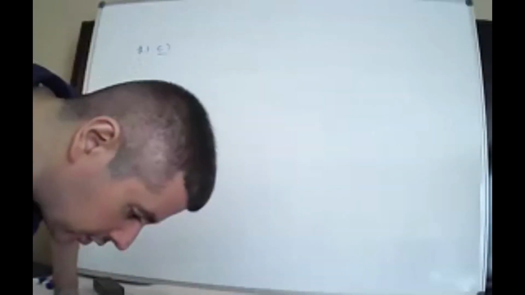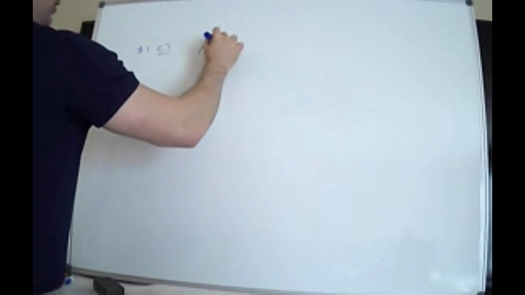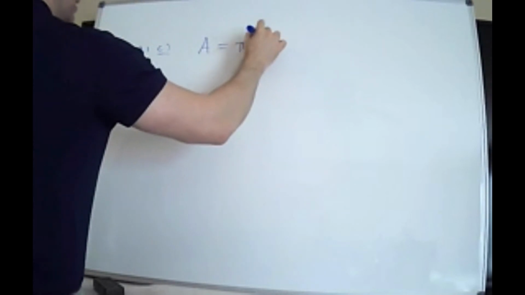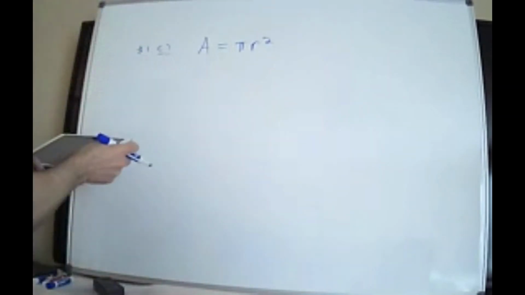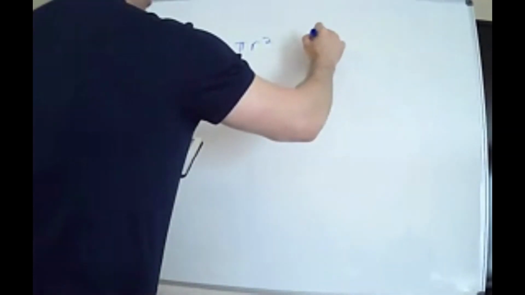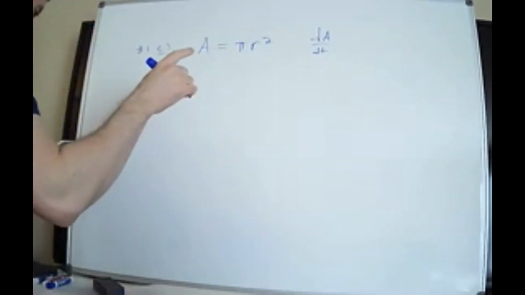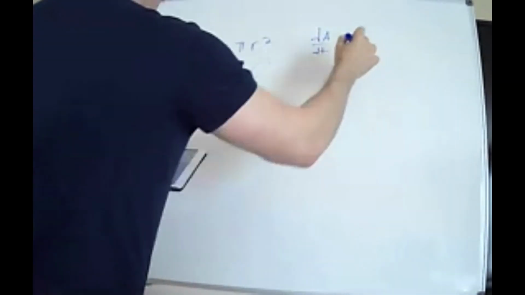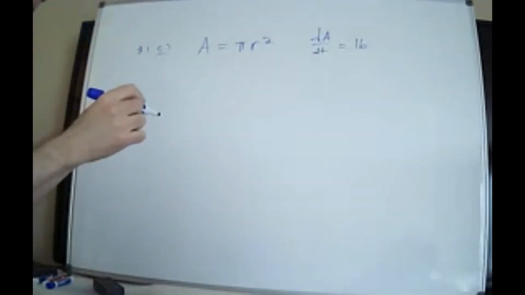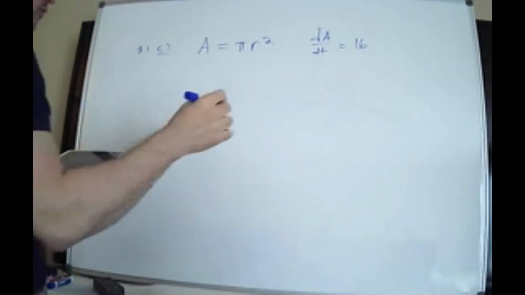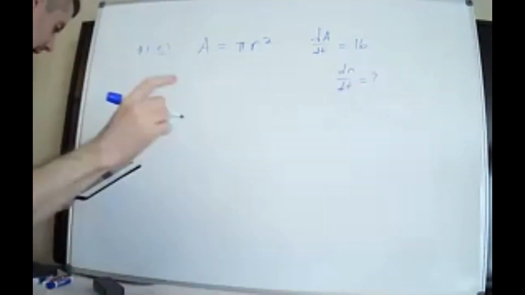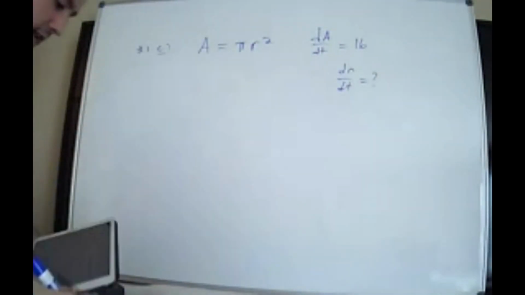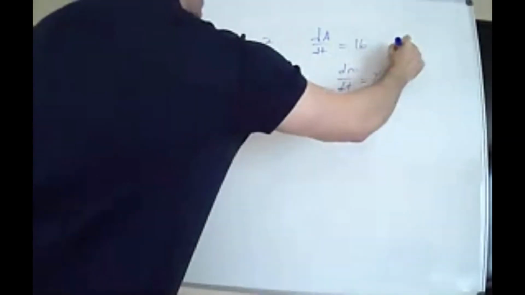So it says the area of a circle is increasing at a rate of. As soon as I see that, I'm going to write the formula for the area of a circle. Area of a circle is pi r squared. Now it says the area of the circle is increasing at a rate of 16 square inches per minute, whatever, I don't care about the units. Find the rate of change for the radius, that's dr/dt, at the exact moment that the radius is 2. So they're telling you r is 2.